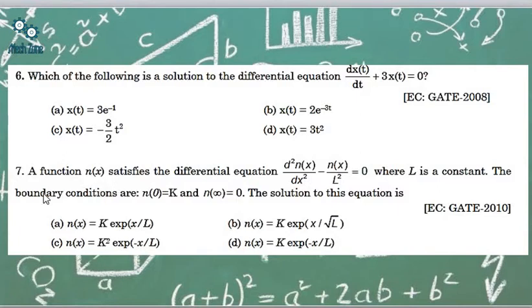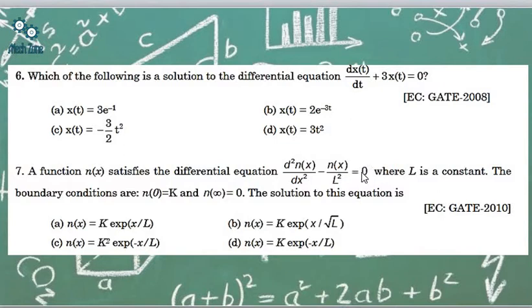Okay, so next question that we have: a function n of x satisfies the differential equation d square n upon dx square minus n upon L square is equal to 0, where L is a constant. The boundary conditions have been given and we have to find out the solution of the equation. Now we have been given d square n upon dx square minus n upon L square is equal to 0.